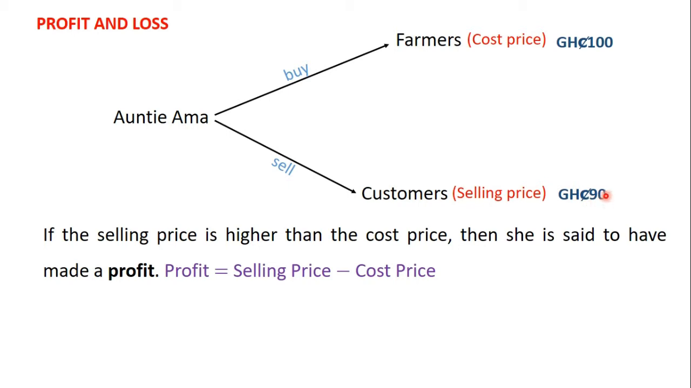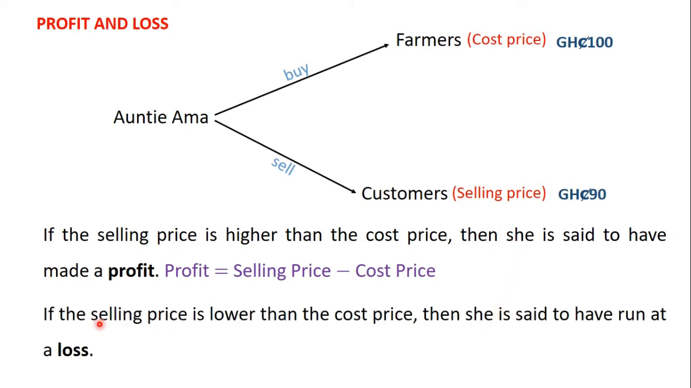So we can see clearly from here that the selling price is now lower than the cost price. When you have the selling price being lower than the cost price, then the trader is said to have run at a loss. As we can see here, the cost price of the mangoes is still 100 Ghana cedis. But because the mangoes have started going bad, she reduced the selling price to 90 Ghana cedis. So she is said to have run at a loss.